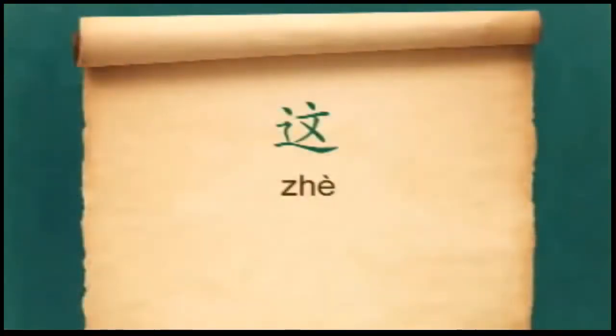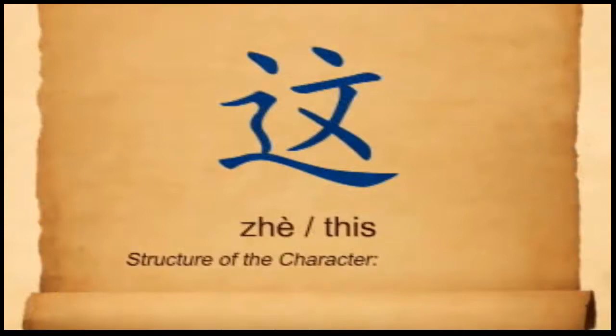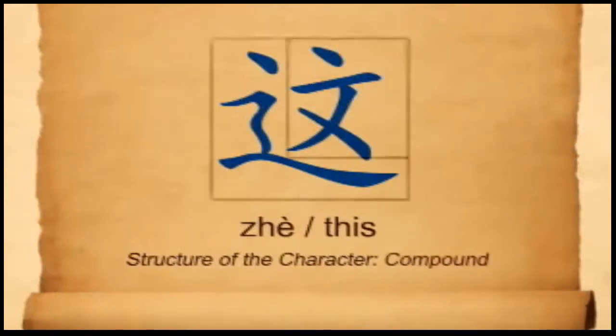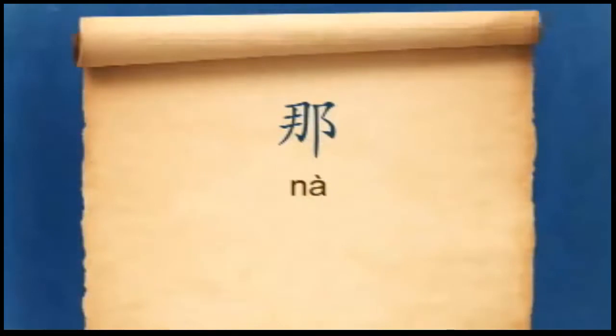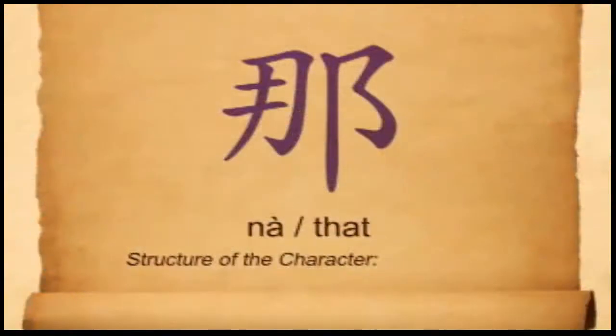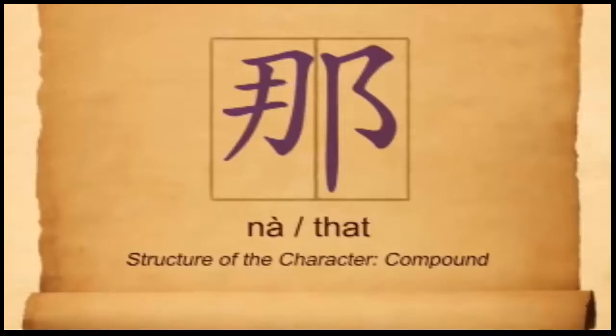Let's review the characters for these words. 这, 那, and 什么. Here is 这. What does it mean? Yes, it means this. In our last lesson, you identified 这 as what type of structure? Yes, compound. Which tone is used to say 这? 好, fourth tone. Next, here is 那. What does it mean? It means that. What type of structure would you say it has? Yes, compound. Which tone is used to say 那? Fourth is correct. 非常好.